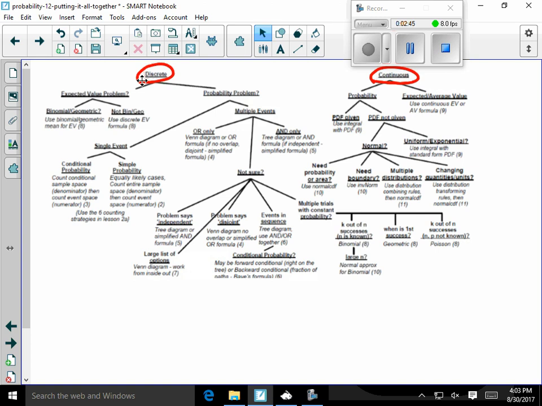And then there are separate strategies over here for continuous problems, where we're talking about like finding an average value, right, with maybe the lengths of fish or something, where there's a whole infinite range of values. And then once we've decided whether we have a discrete or continuous problem, we also have to say, are we talking about actually computing a probability, or are we finding something like an expected value or an average value? Because there's different strategies for those, right?